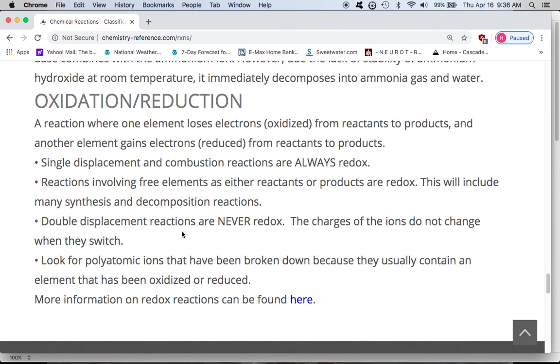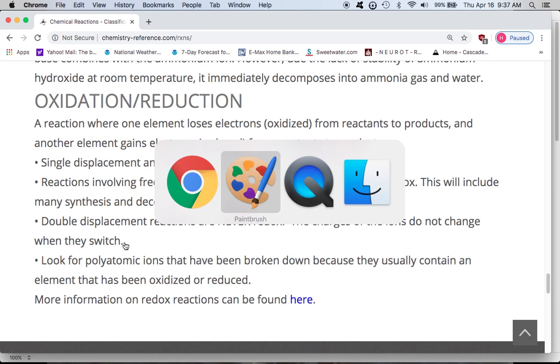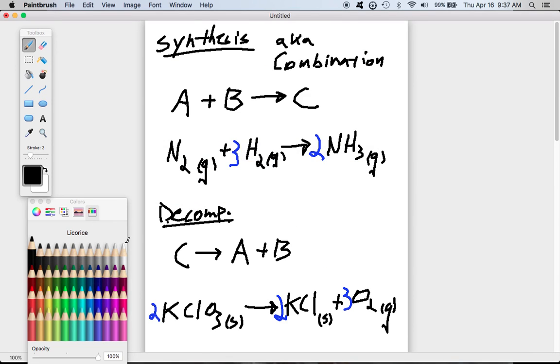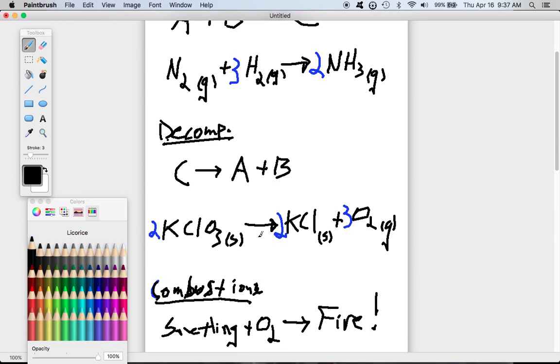Let's go. Double displacement reactions are never redox reactions. Oh, I skipped one: reactions involving free elements. No, I did that one. Double displacement reactions are never redox. The charges of the ions do not change when they switch. So let's take a look at that one. I can look back at my sample reaction here, and I go, well, decomposition, I bet that's redox too. Yeah, because there's a free element there.